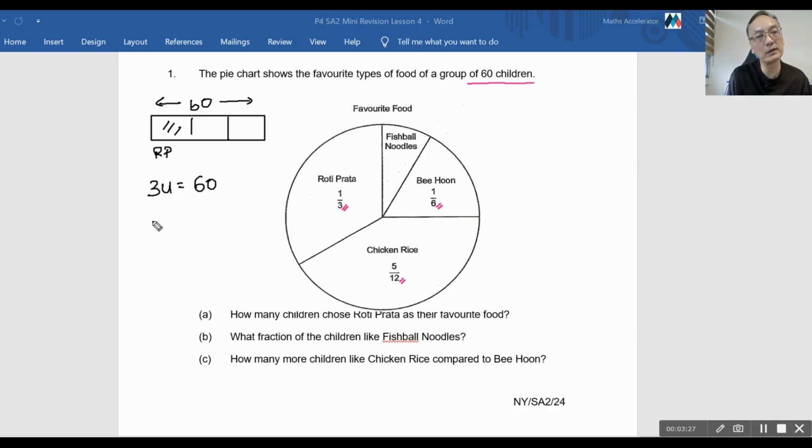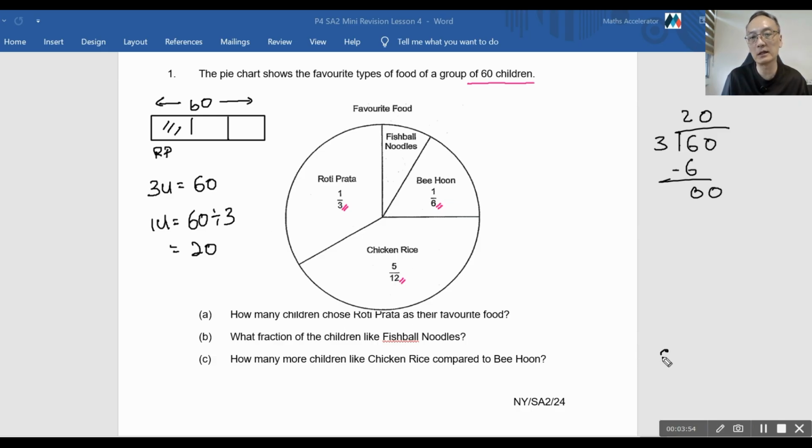So roti prata is 1 unit, therefore we need to calculate the value of 1 unit. So we take 60 divided by 3. So we carry out our division at the side over here. 2 times 3 is 6. Minus is 0, bring down the next 0. Since this is 0, we will put 0 over here. So we know that 60 divided by 3 is 20. So part A, how many children choose roti prata as their favorite food? We already found the answer. Answer is 20.